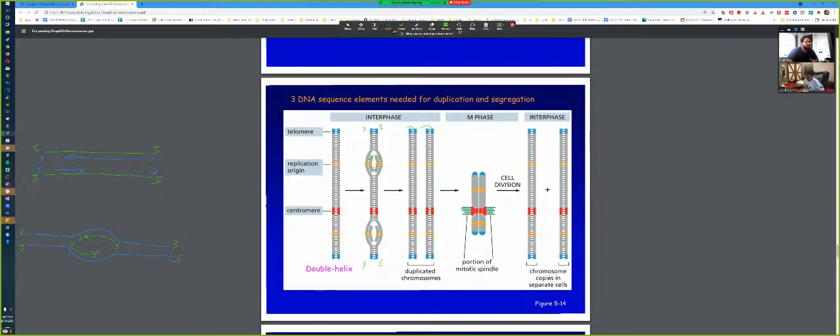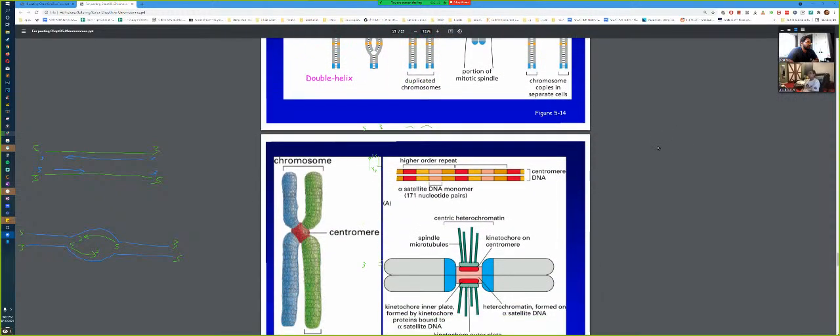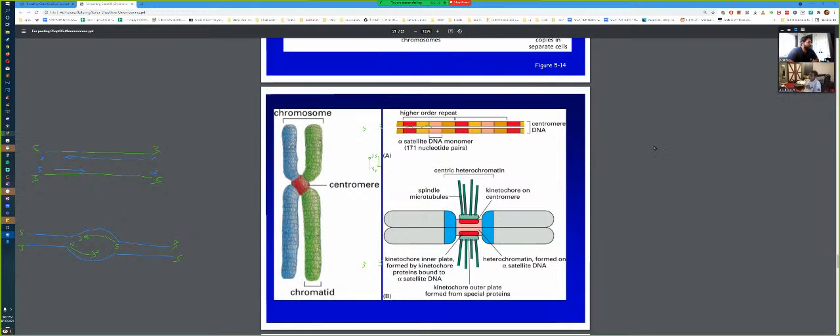Oh yeah, and then the mitotic spindle attaches to the centromeres, and that's basically that, right? Okay. Chromosome, centromere, chromatid. All right. Now we have higher order repeat, centromere DNA. This entire thing is centromere DNA. Alpha satellite DNA monomer. Okay.